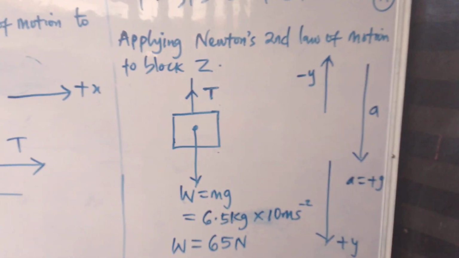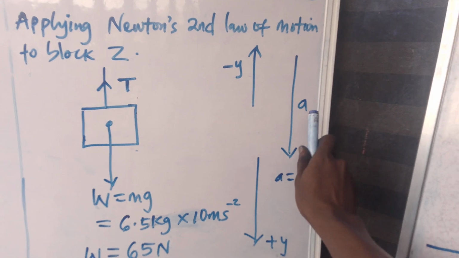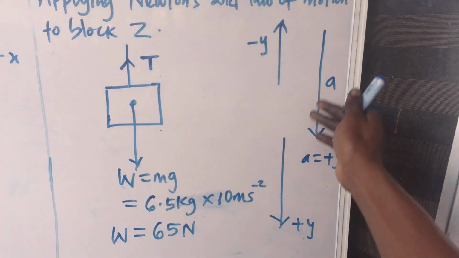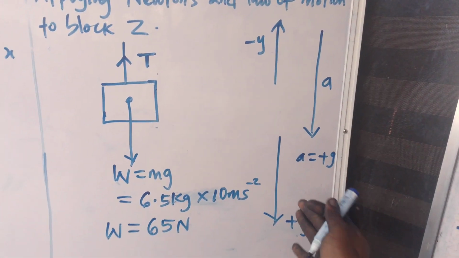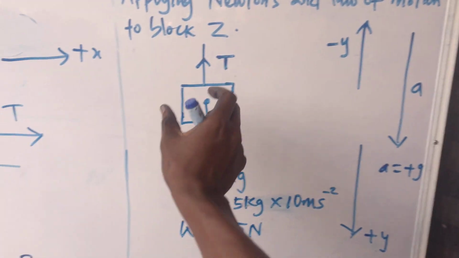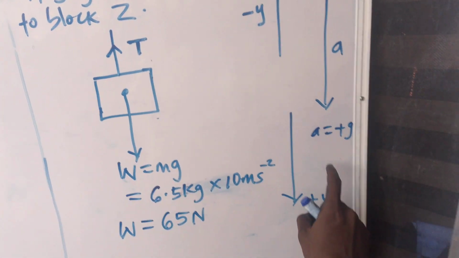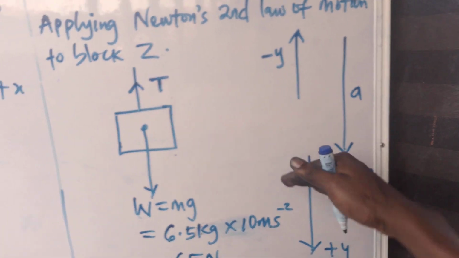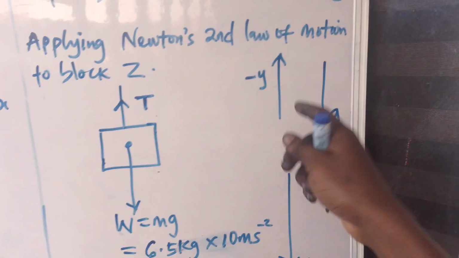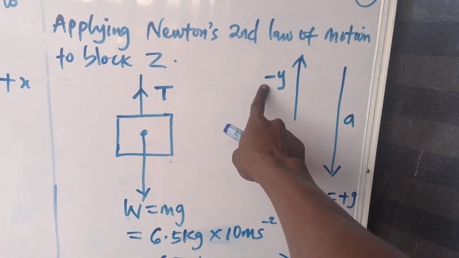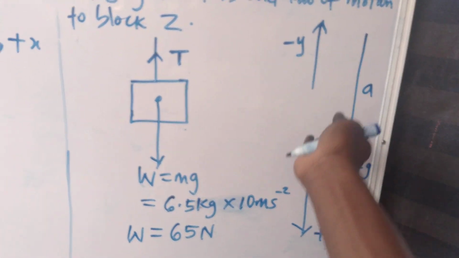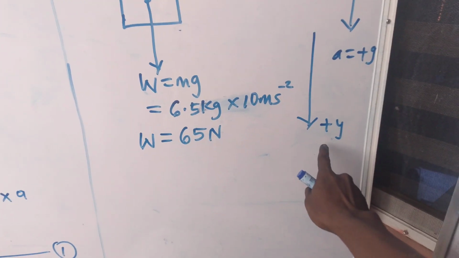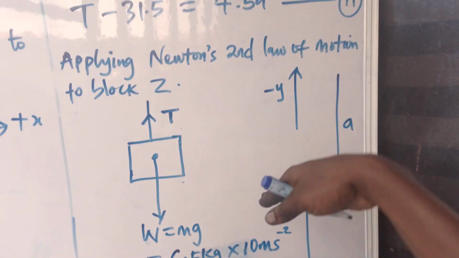Why? This is the direction of motion. Direction of motion is showing that acceleration due to gravity is acting downwards. So it is due to gravity. This block is moving due to gravity, so a is plus g. If it is going upwards, it is against gravity. That is minus y at this point, or minus g. So going upwards is against gravity, and coming downwards is due to gravity. So it's positive. If it's going up, it's negative.